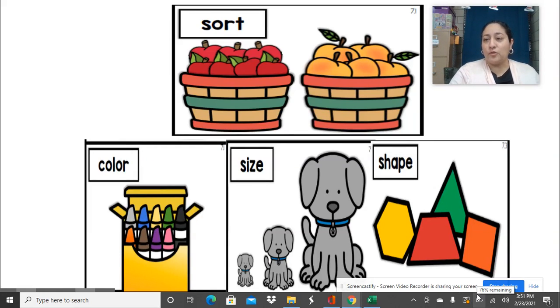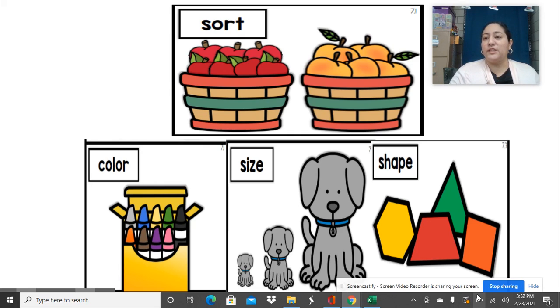Today, we will continue sorting. So, on Monday, we sorted by type. We did if the thing was an animal or a food. And then on Tuesday, we did it by color. We had three different colors that we sorted the squares by. Remember, it was, I think, red, green, and orange. And then yesterday, we sorted by size. So, we decided which one was small, which one's medium, and which one was large or big.